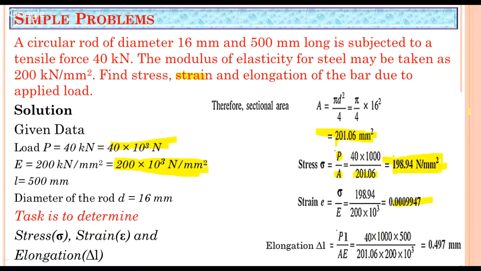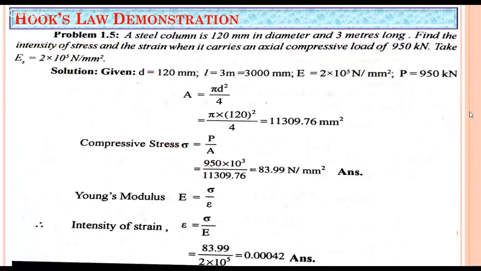So next we'll go to another problem. I'll conclude with one simple problem similar to the previous one, this time in terms of compressive load. Here we have a steel column around 120 millimeter in diameter and 3 meters long. You have to find the intensity of stress and the strain when it carries an axial compressive load of 950 kilonewton. Take the Young's modulus, or modulus of elasticity, as 2 into 10 raised to 5 Newton per millimeter square.